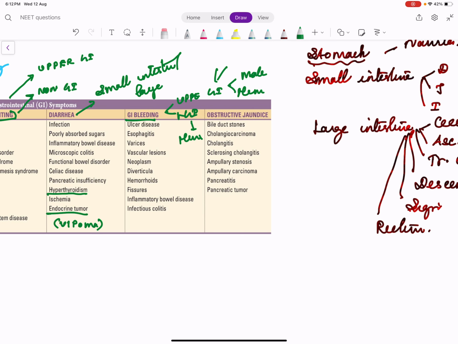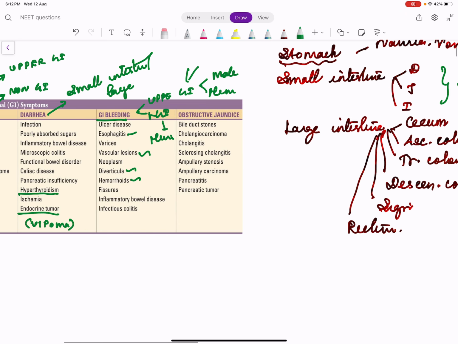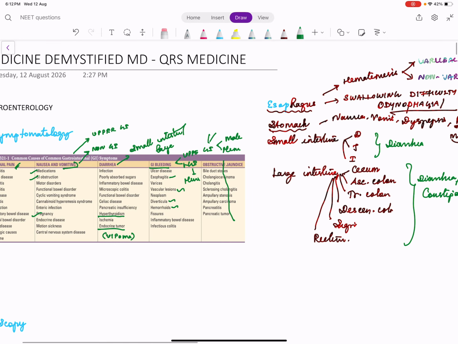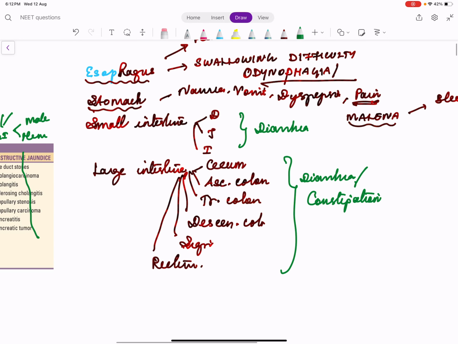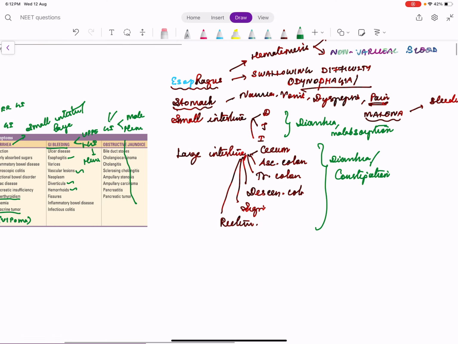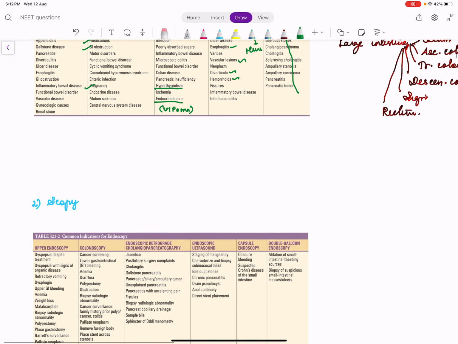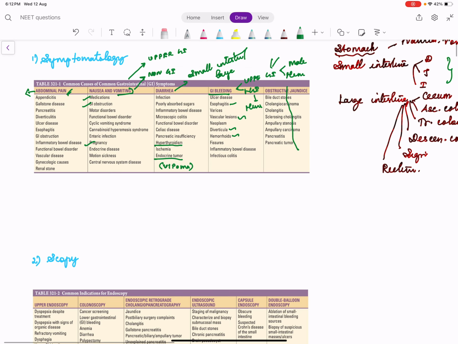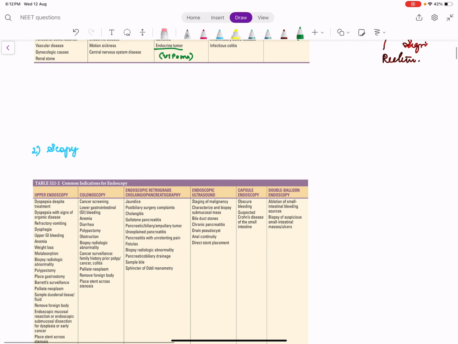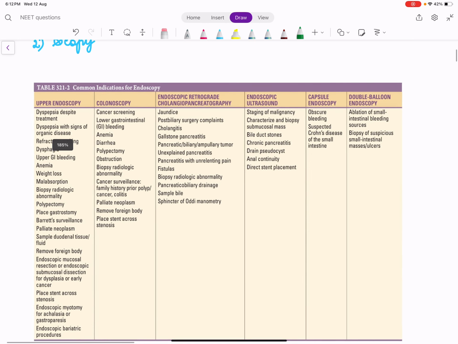Non-variceal bleeding can be because of ulcers, hemorrhoids, diverticulum, vascular lesions, esophagitis, etc. Jaundice we'll discuss separately, so this is just a gist. Diarrhea can also be associated with malabsorption in the small intestine. This is just a gist here. We'll be discussing subsequently one by one. So this basic symptomatology was revised to help us understand the proceedings further.